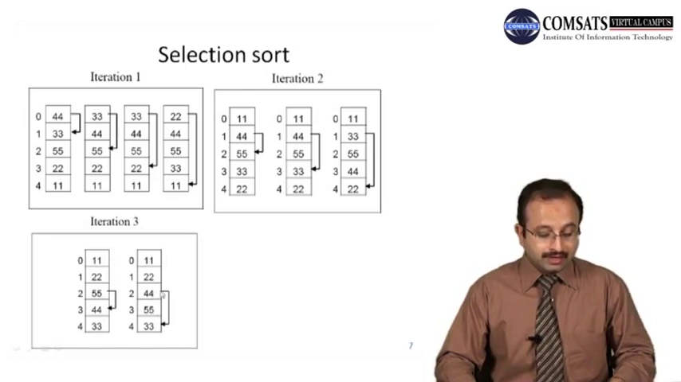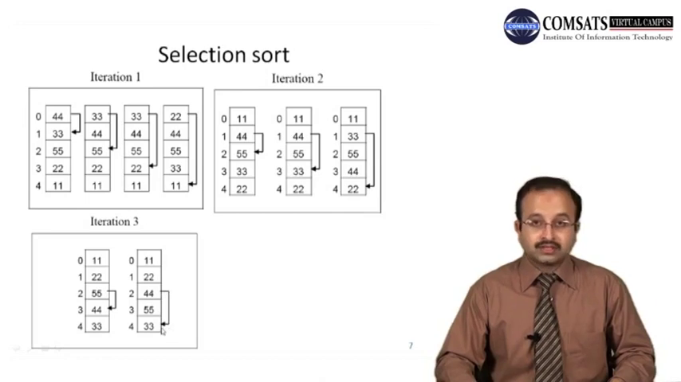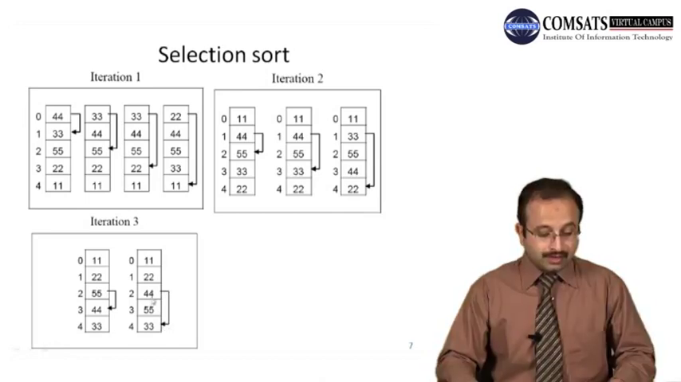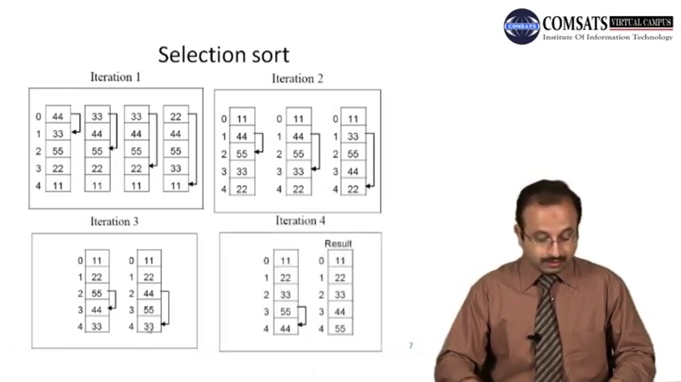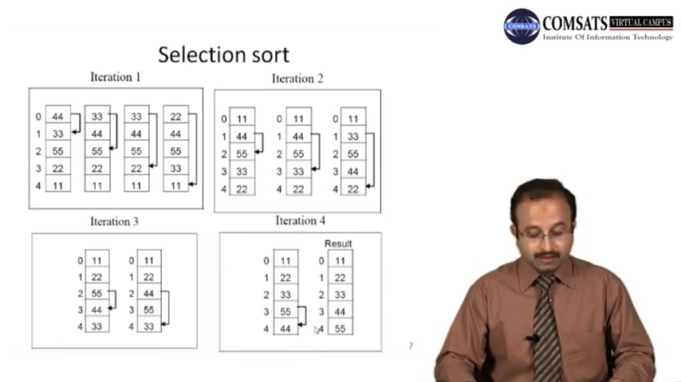Now the 2nd index element is compared with the 4th index element. Now the 2nd index element is greater than the 4th index element, so this means that we have to swap. So 33 comes over here and 44 comes over here. So this will be the input to the last iteration, and in the last iteration you compare the 3rd index element with the 4th index element, right? So when you swap these two values, 44 comes over here and 33 comes over here, now the array becomes 11, 22, 33, 55 and 44.